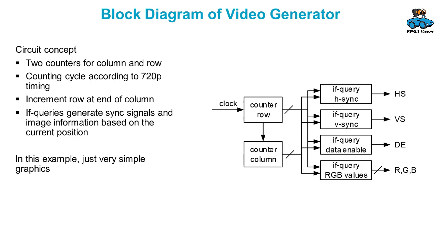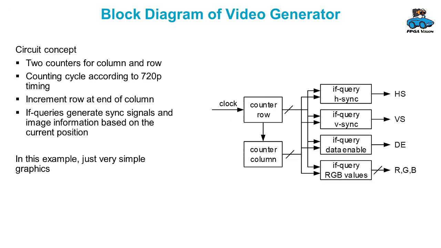Then we have to think about the block diagram. How do we want to design our circuit? The design basically follows the concept of the row and column design of the video signal. So you have 2 counters, one counter for the row and a second counter for the column. And the counting cycles for these are according to the 720p video timing. If the row counter is at the end of its cycle, it increases the column counter.